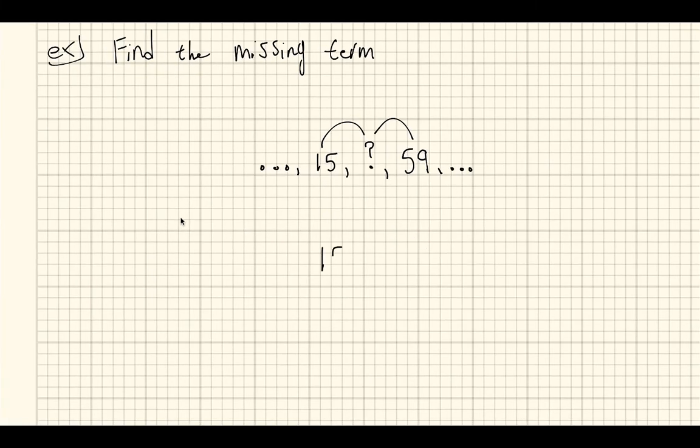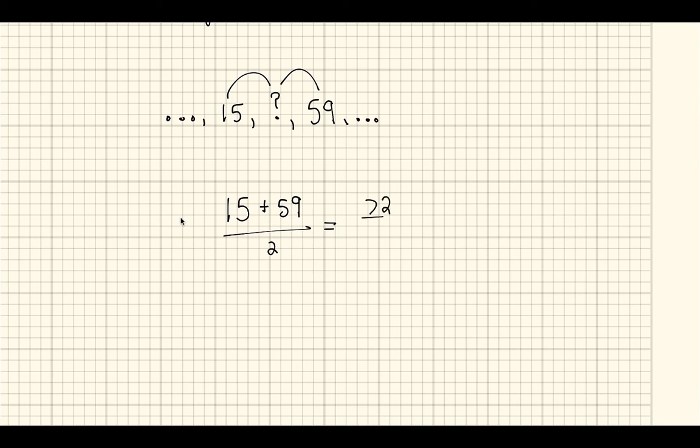So if we take the arithmetic mean of 15 plus 59, that's going to give us our answer. So 15 and 59 is, what's that, 74. 74 divided by 2 should give us, oops, I wrote 72. 74 divided by 2 should give us 37. So 37 is going to be that term that we were missing there. So that's arithmetic mean.